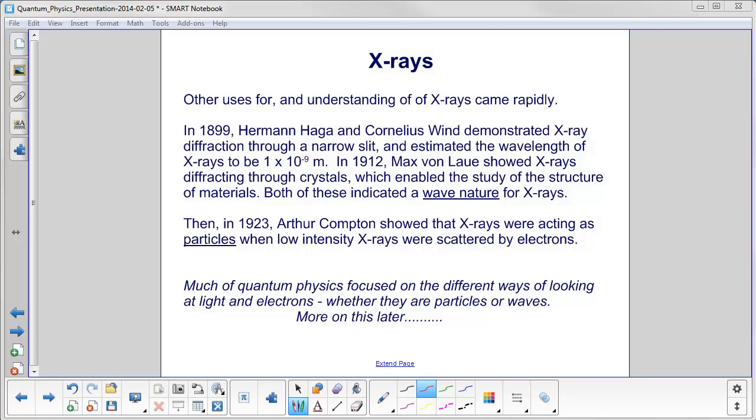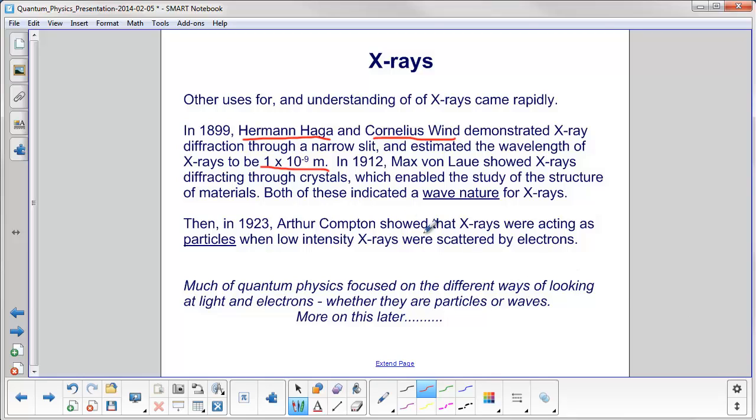Other uses for X-rays and understanding came very quickly. In 1899, Hermann Haga and Cornelius Wind demonstrated X-ray diffraction through a narrow slit and estimated the wavelengths of X-rays to be about 1 times 10 to the minus ninth meters, or 1 nanometer. That's about 1,000 times smaller than the wavelength of visible light.